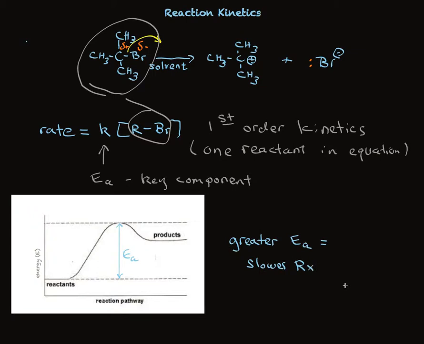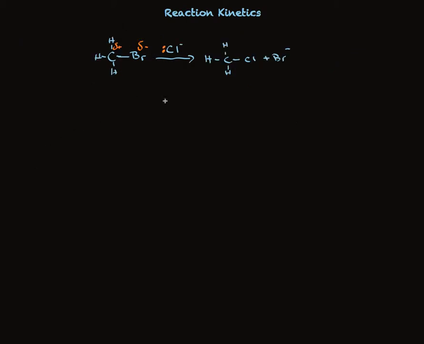Here's a second example. In this example, we have two reactants, chloride and the alkyl bromide. The chloride is replacing the bromide. Using our arrow pushing convention, we can follow what's happening with the electrons. The electron pair on chloride is being used to form a new bond with carbon. And this bond between carbon and bromine, that pair of electrons is going with bromide.